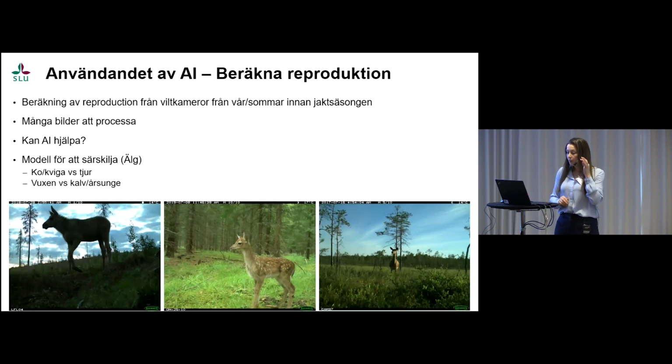So I'm working at the moment on computer vision models that can maybe distinguish males and females in ungulates in general, and juveniles and adults. And with juveniles, I mean those that are born in that specific season. I'm focused here today only on the model for moose.